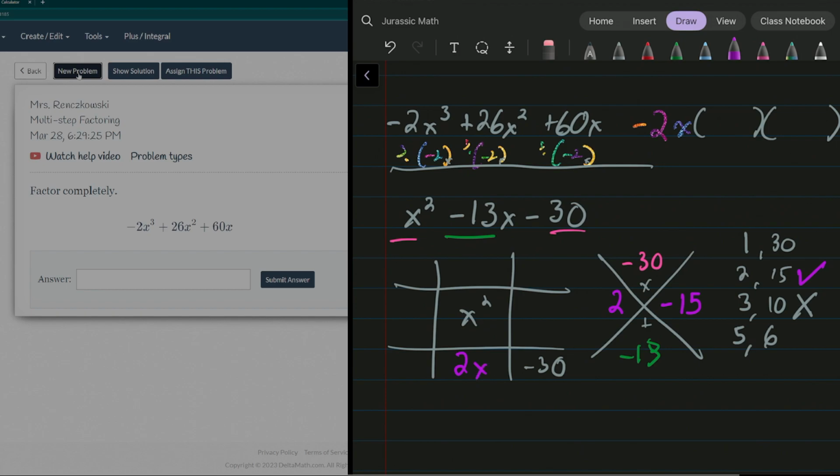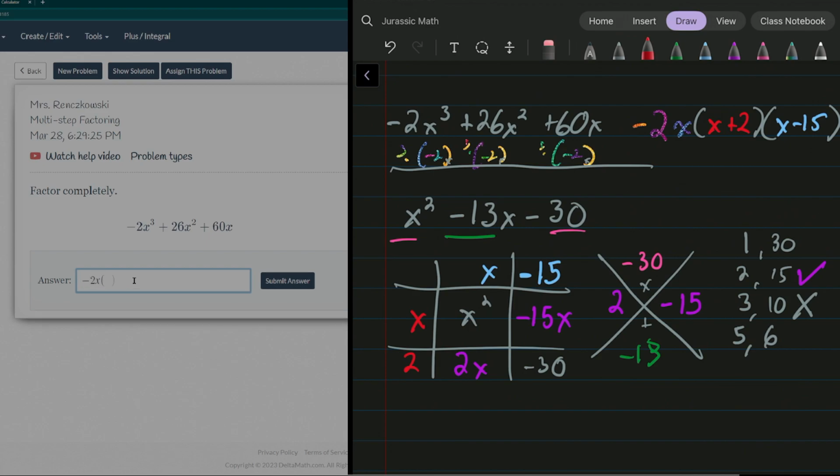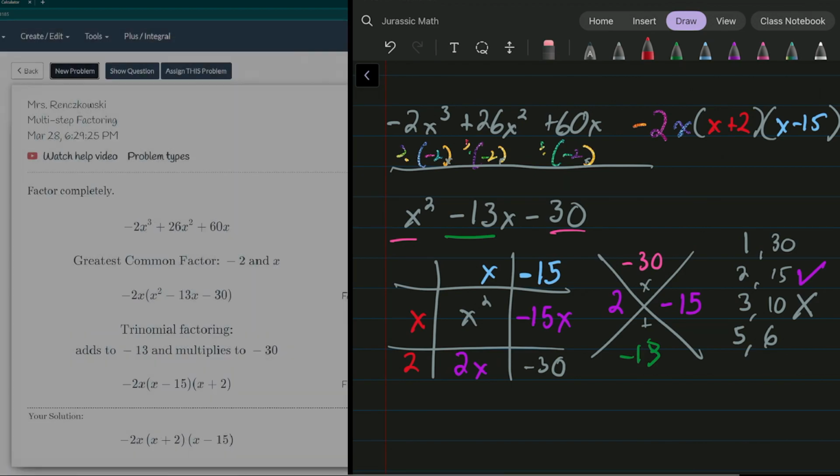So 2x, negative 15x. Mila Kenzie rule, put the x's there. This is a negative 15, so x minus 15. And the other one is going to be 2, x plus 2. And now I can type it in. Negative 2x, parentheses, x plus 2, close, open, x minus 15. Not 154. Submit. Yes. And there we go.